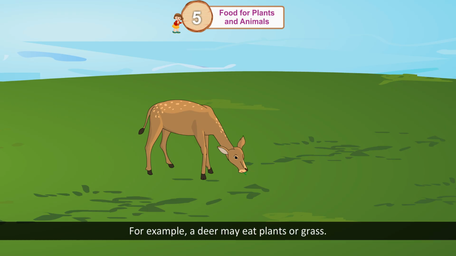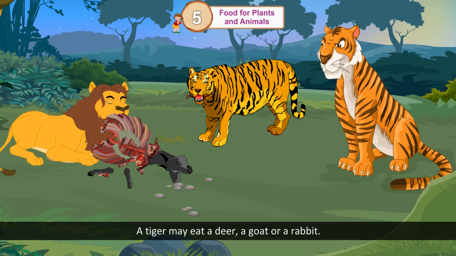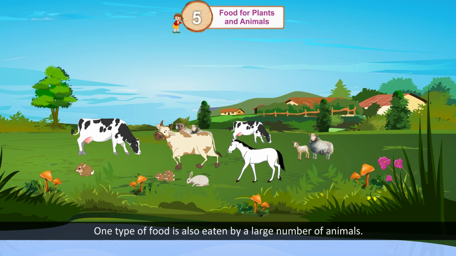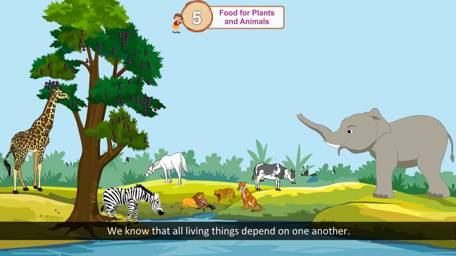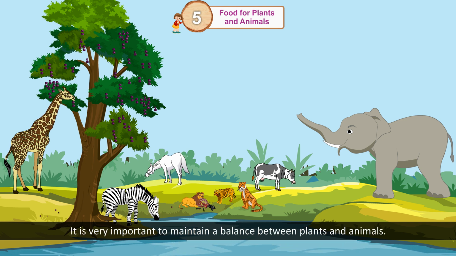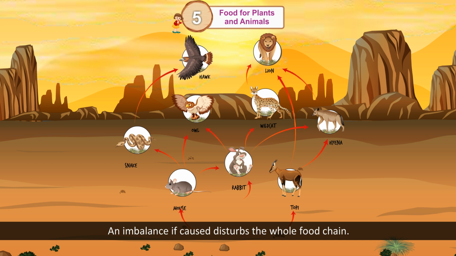For example, a deer may eat plants or grass. A tiger may eat a deer, a goat or a rabbit. One type of food is also eaten by a large number of animals. For example, plants are eaten by cows, deer, goats and buffaloes. This results in the interlinking of various food chains and forms a food web. Balance in nature. We know that all living things depend on one another. It is very important to maintain a balance between plants and animals. An imbalance, if caused, disturbs the whole food chain.